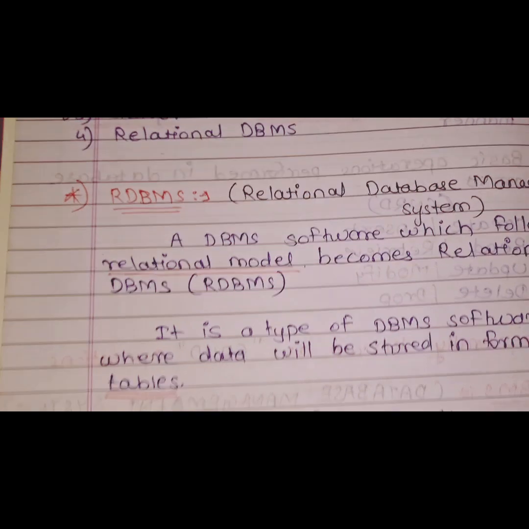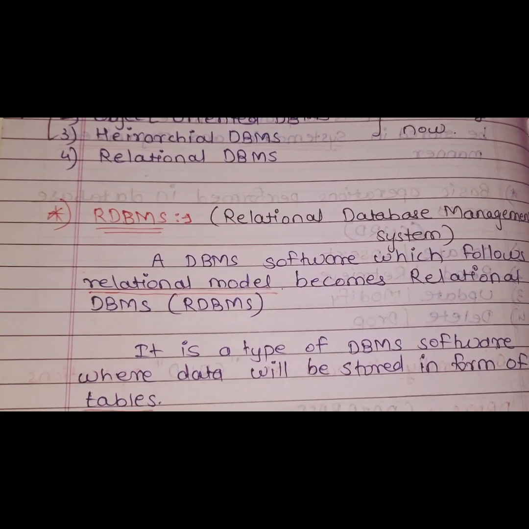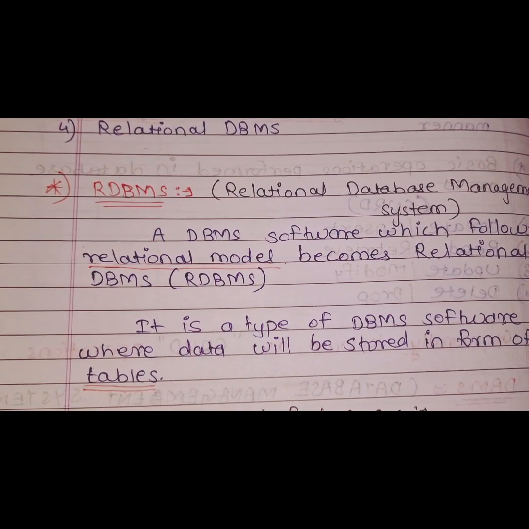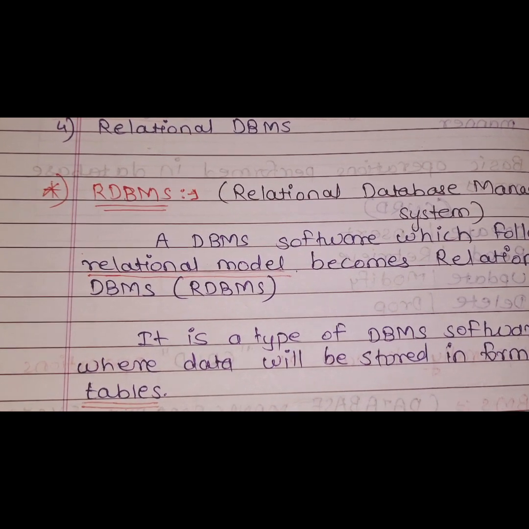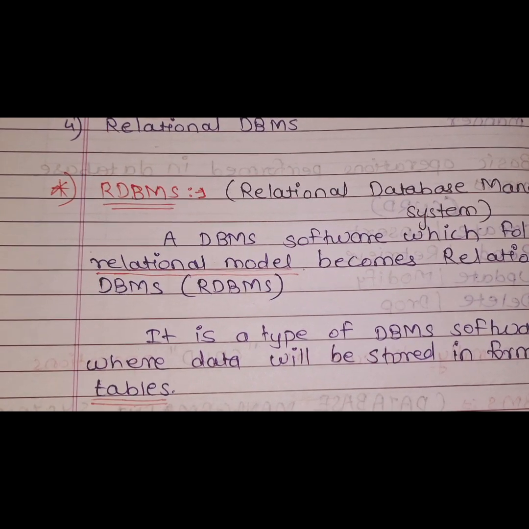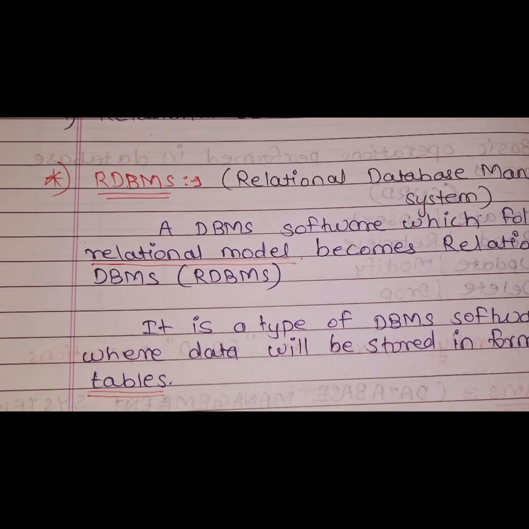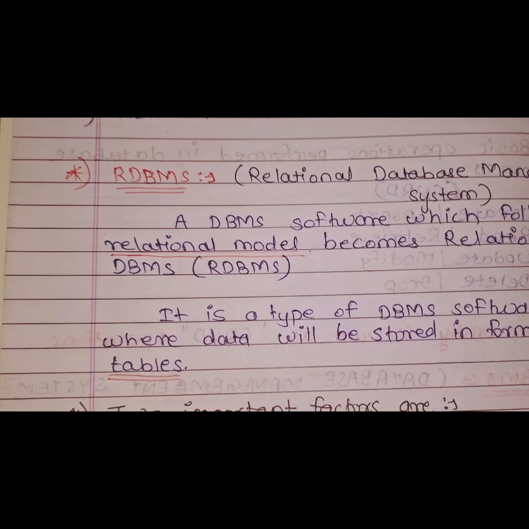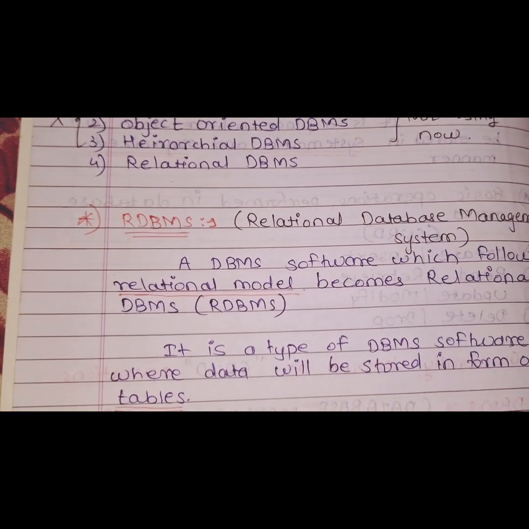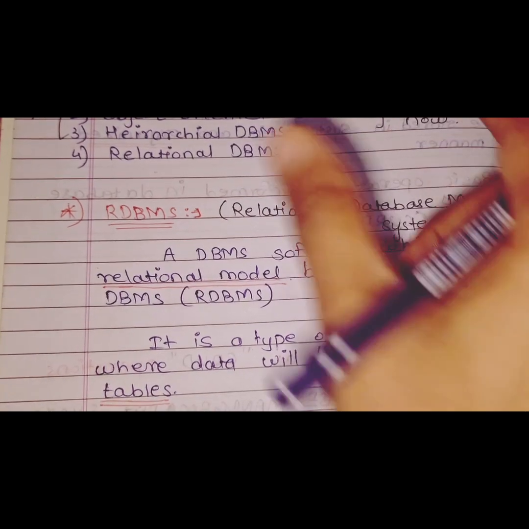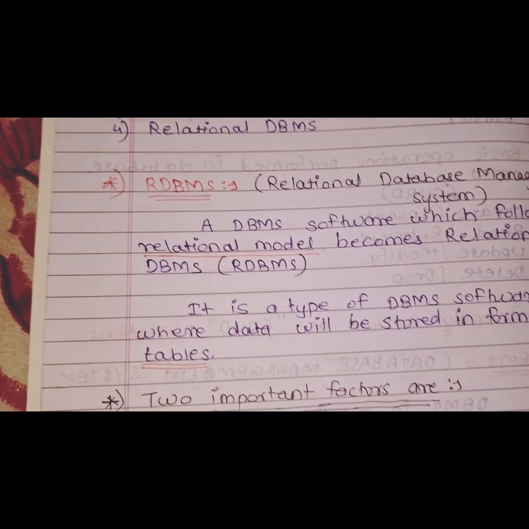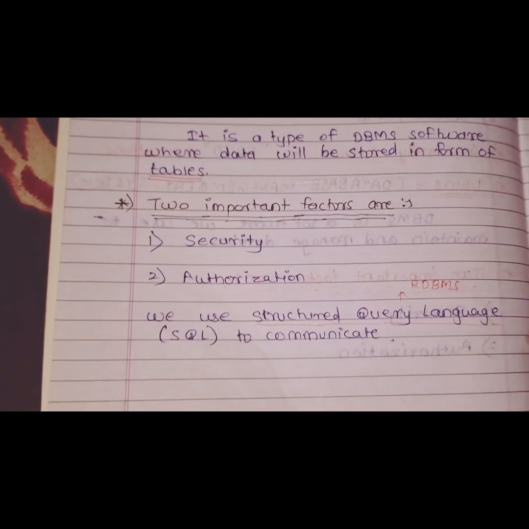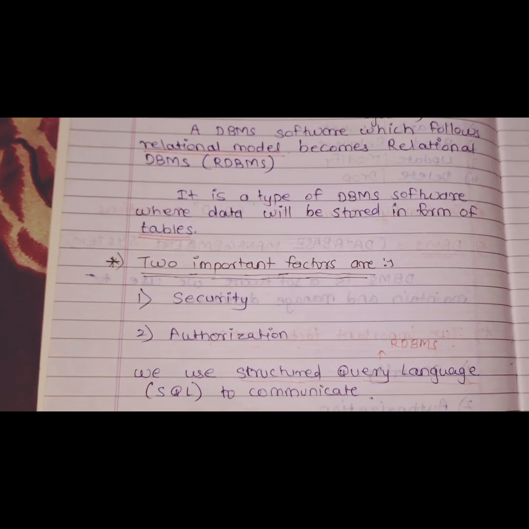So let's understand what is the relational database management system. A relational database management system is software which follows the relational model. That becomes the relational DBMS. What is the meaning of following the relational model? If we are storing the data in a tabular format, let's suppose we are storing the student name, student contact number, student ID in a tabular format, that is nothing but an RDBMS, relational database management system. For communicating with the database, we are using a structured query language, that is SQL.